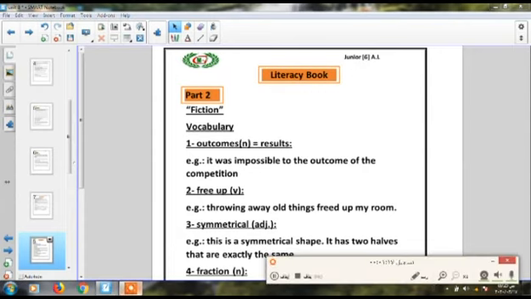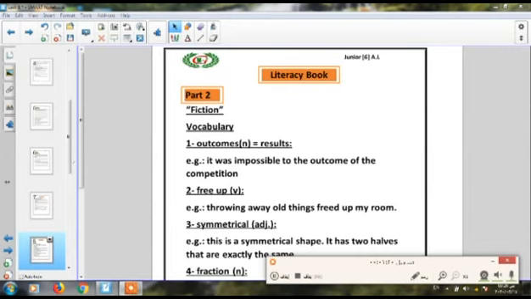And then the second word, free up. What does it mean, free up? First, free up is a verb. It means to make or to give more space. Throwing away old things freed up my room. Getting rid of old things or moving old things out of my room freed up my room. It means gave it more space.